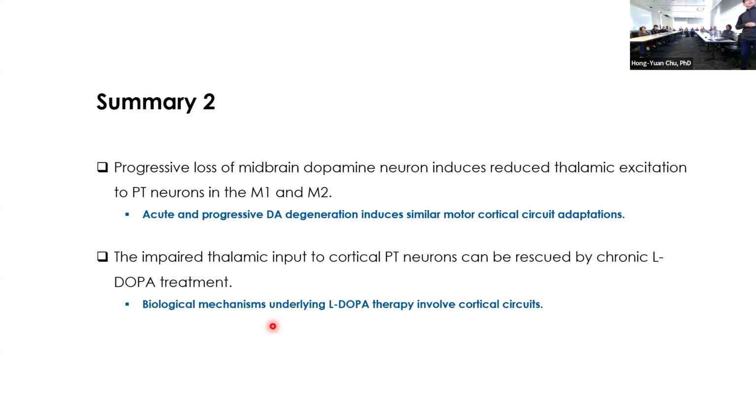The second part is that the impaired thalamic excitation or input to cortical PT cells can be rescued by chronic L-DOPA treatment. In other words, maybe this cortical circuit may contribute to, or maybe be part of, the biological mechanism associated with the L-DOPA therapeutic effect.